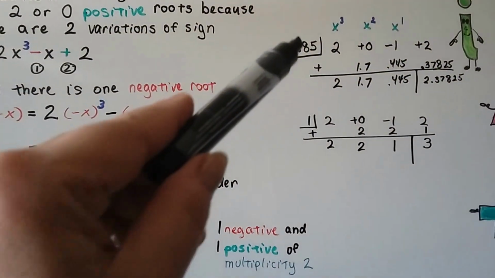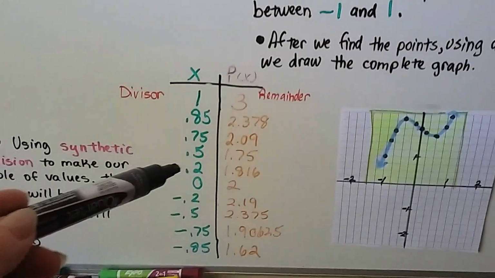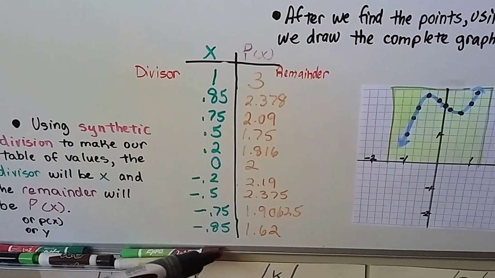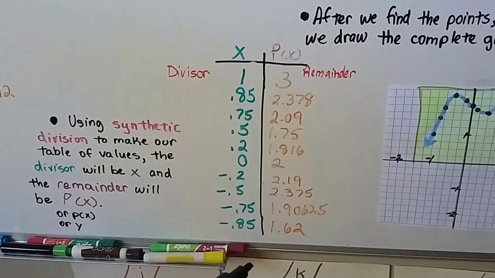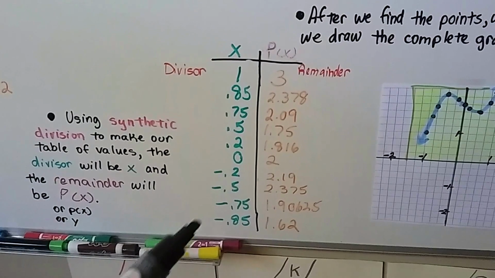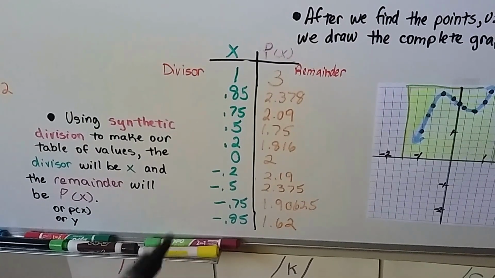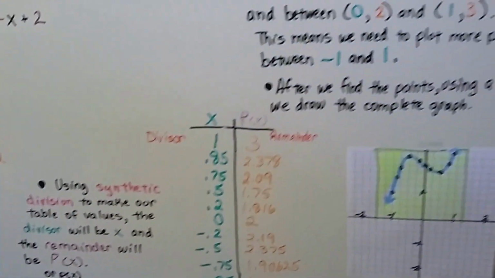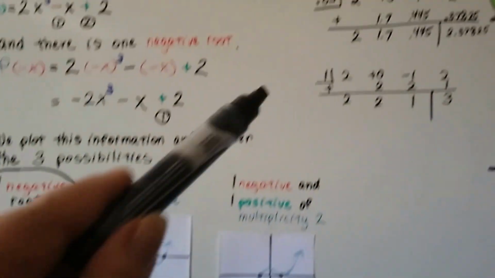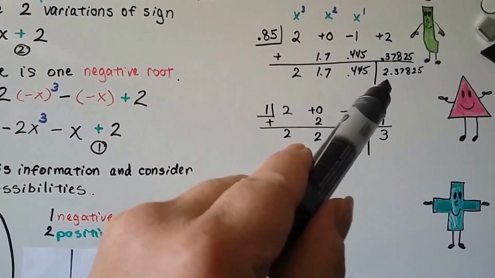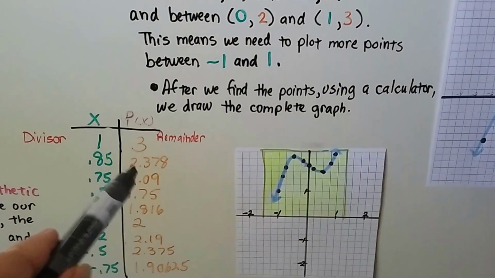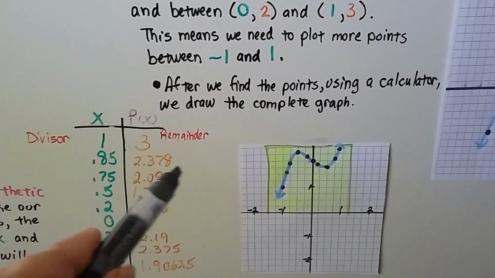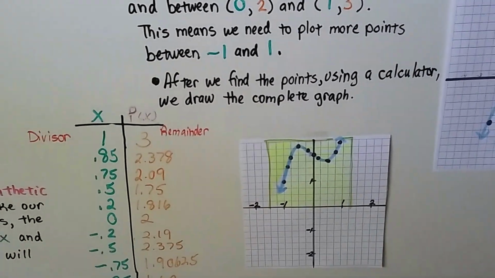And I came up with like a 0.85, and I came up with a 0.75, 0.5, 0.2, and then I did them in the negatives. And I used the synthetic division to make this table of values, and the divisor was x and the remainder was p of x, or f of x, or y, okay? And when I did 0.85, I got a remainder of 2.37825. So I just rounded it to 2.378. I could have rounded it to 2.4, couldn't I have?